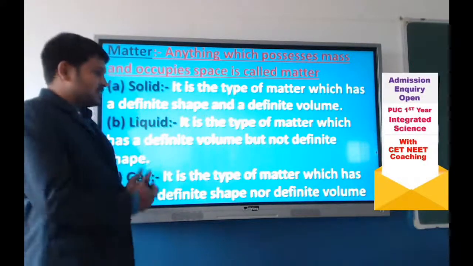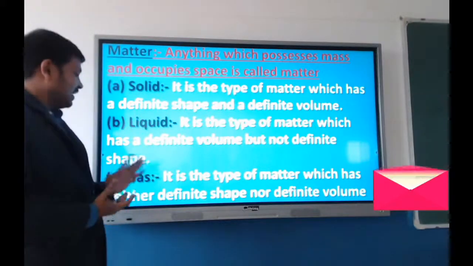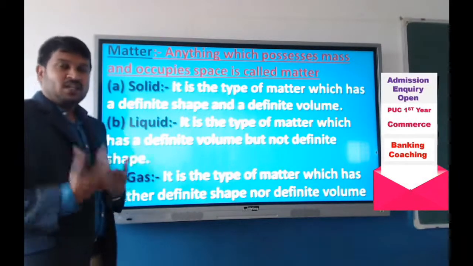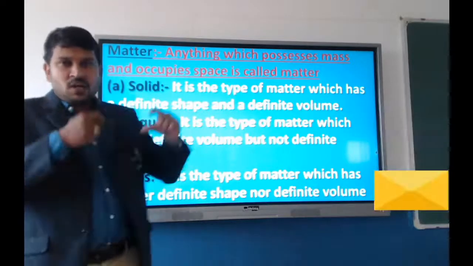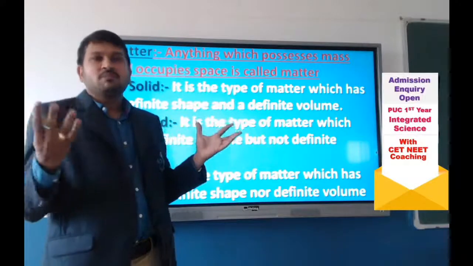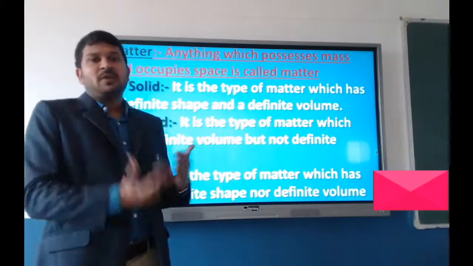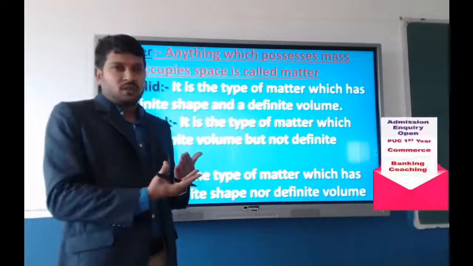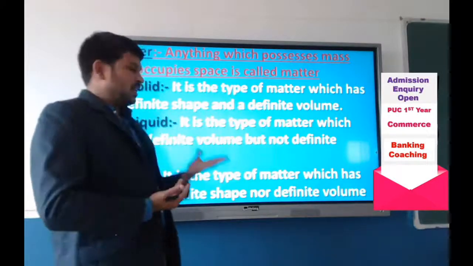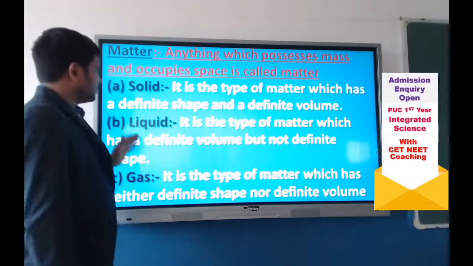What about the gas, students? This is a type of matter which has neither definite shape nor definite volume. If you take a balloon and blow it, then it has a proper shape. Otherwise, in our surroundings it has different shapes. When you provide a container, it occupies it; when you don't provide one, it doesn't. That is known as a gas. Yes, clear? Okay.